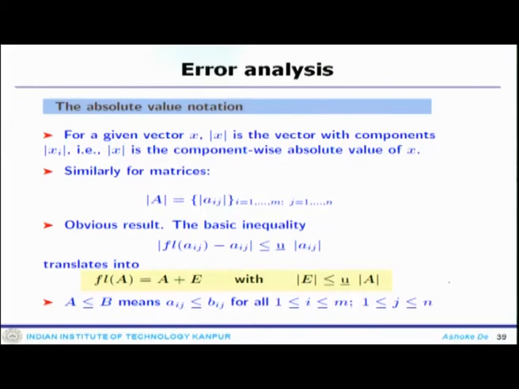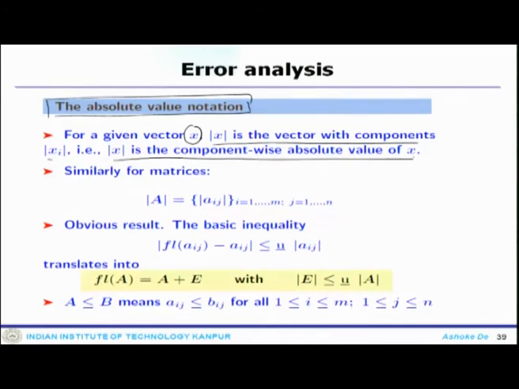Now, moving ahead with this discussion of norms and others, now you can find out the absolute value notation. How would one define it? You have certain given vectors x, and mod x is the vector with components mod xi. So, you have two different things, that is mod x is the component wise absolute value of x.